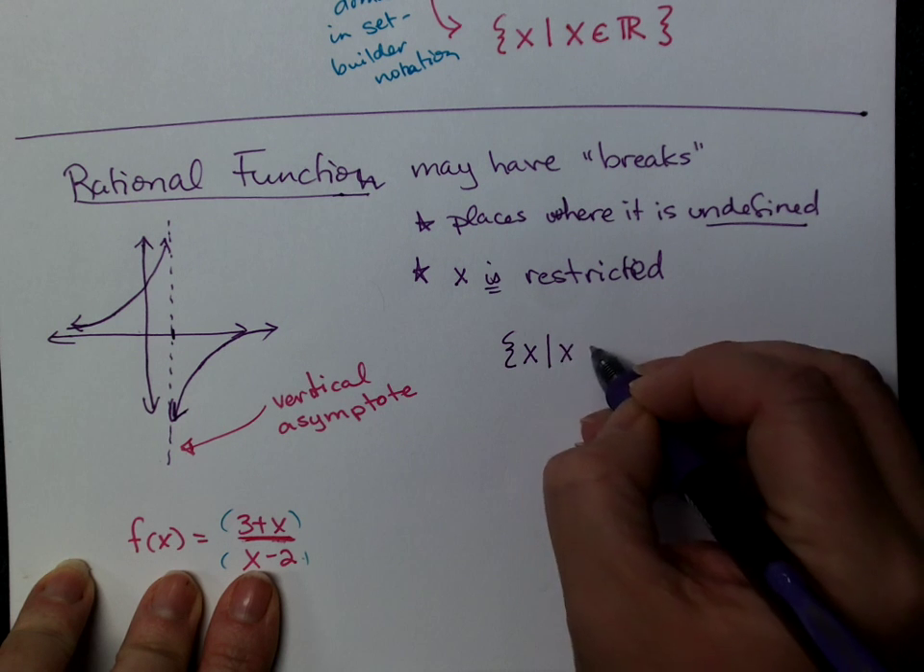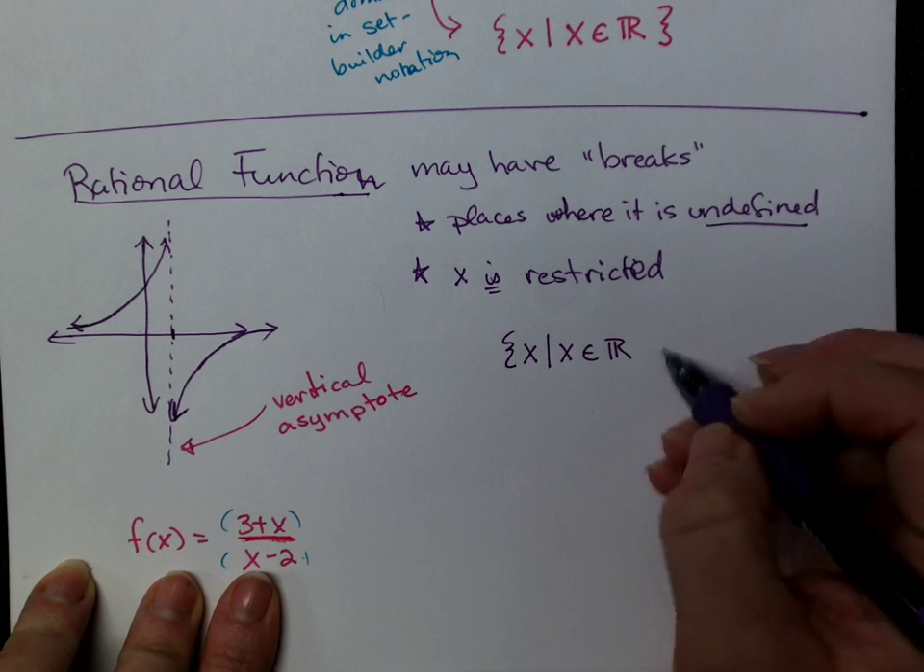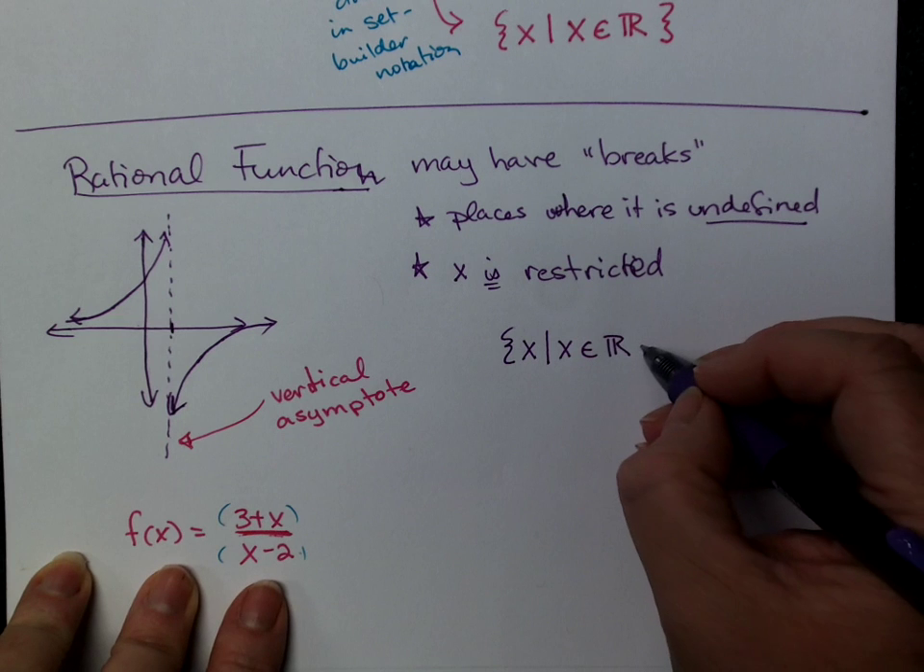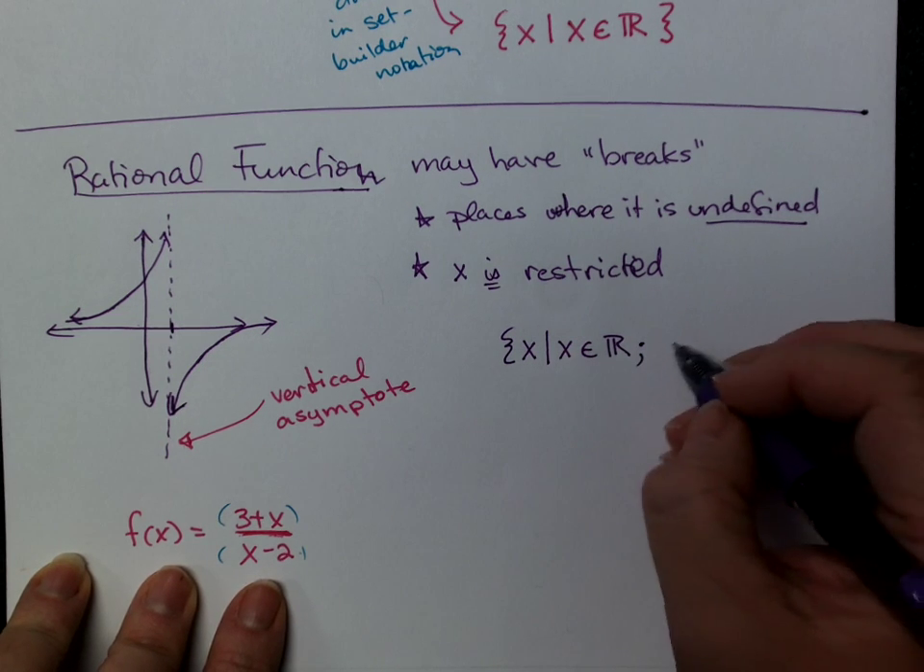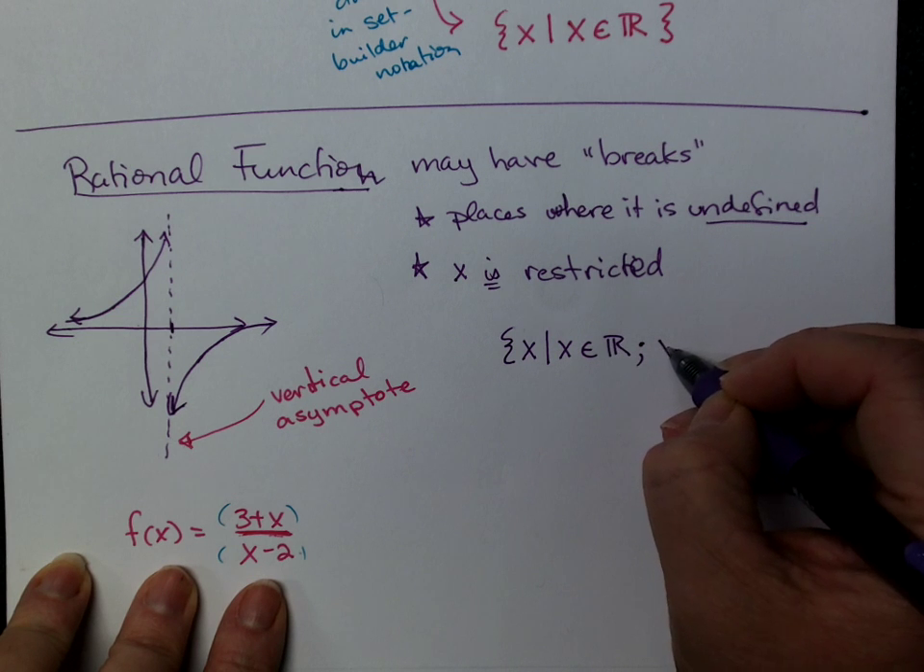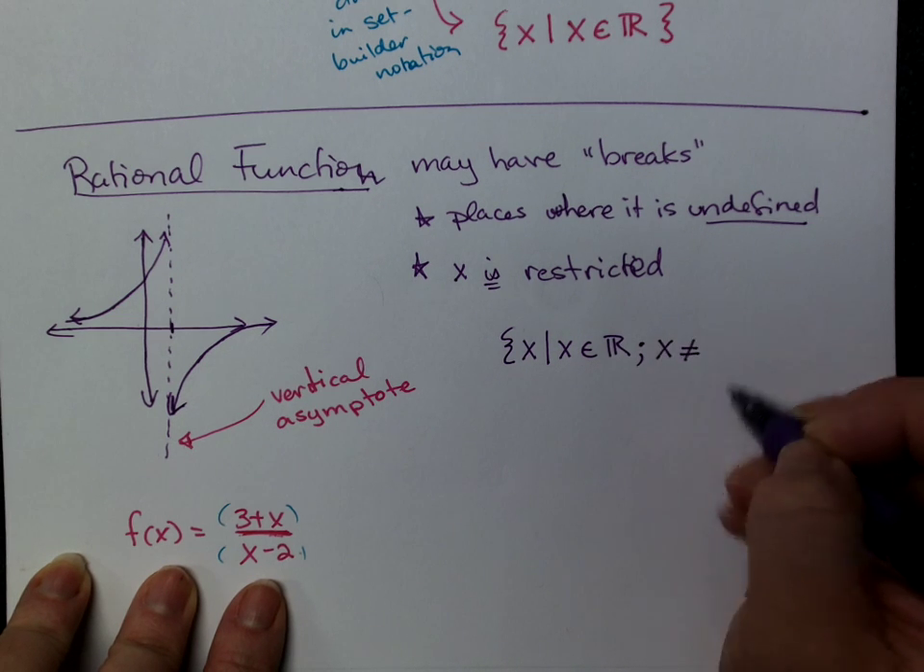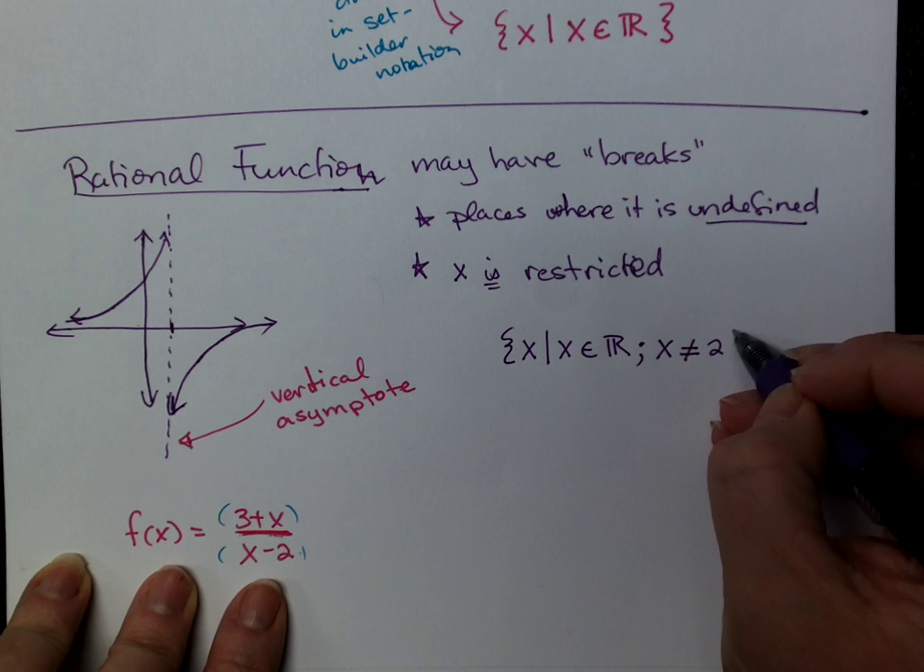The first part of the rule is always that we are dealing with real numbers. But then we also have another restriction. Out of all those infinite x's, I may put a semicolon or the word "and," okay? Because another rule is that x cannot be 2.